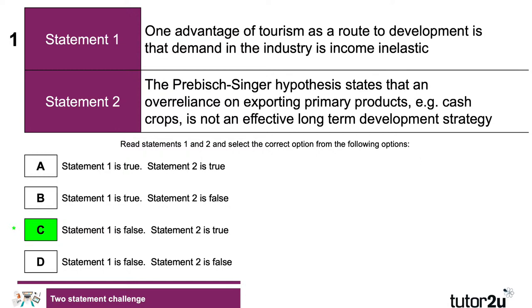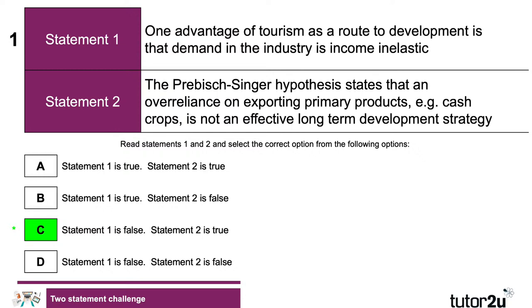Very quickly on this one. What you want as a tourist sector, you want a strong income elasticity. That's as people's incomes go up, the demand for your tourist sector goes up. So you're looking for that income elasticity, not inelastic. The Prebisch-Singer hypothesis, that's true. It argued, this theory came out in the 1960s.